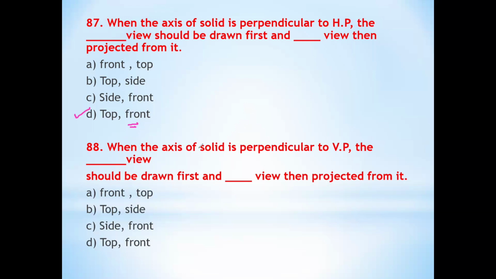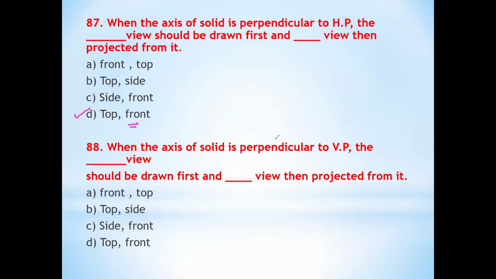Okay, the next one: when the axis of the solid is perpendicular to the VP. Okay, that's the opposite thing. In the previous one we have seen its axis was perpendicular to HP, but here the axis is perpendicular to the VP. Then the front view should be drawn first and the top view then projected from it.